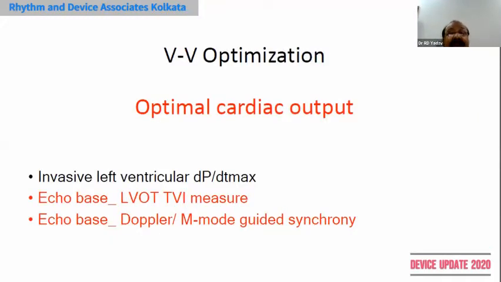Now, something about the VV optimization. As you know, you need optimal cardiac output, so you can measure by invasive dP/dt or by echo-based dP/dt and find out where the dP/dt is maximum. But the easiest way is LVOT VTI or TVI, whatever you call it, and or M mode based septal and lateral wall, posterior wall simultaneous contraction. That is the VV optimization.